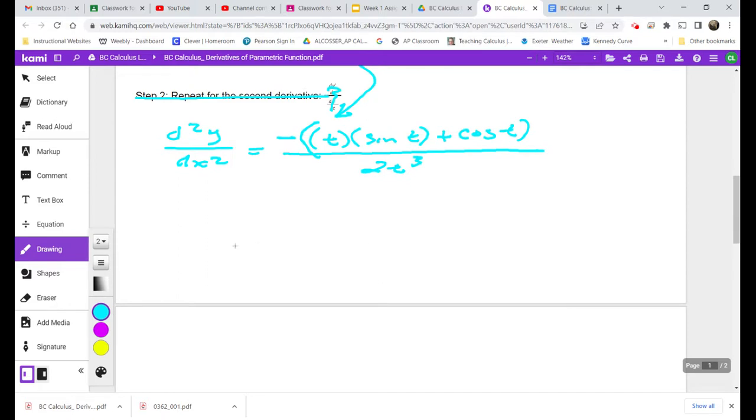I'm going to write down the formulas for you guys. Here are your two formulas. This is the first derivative: dy/dx is equal to the derivative of y with respect to t over the derivative of x with respect to t. So that's how we find the first derivative.